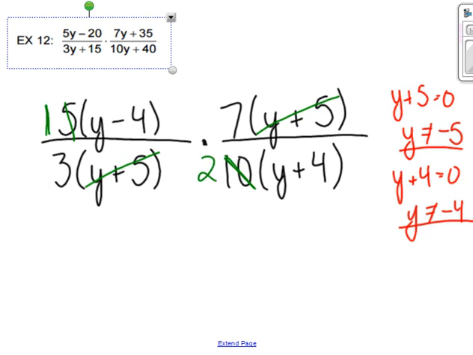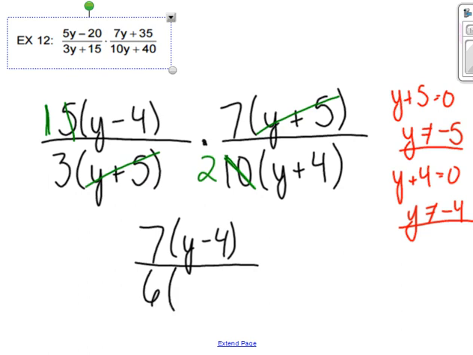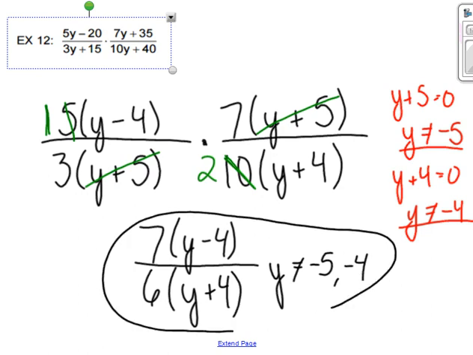So on the numerator, you're left with 7 times y minus 4 all over. Now you have a 3 and a 2, so that's 6. And then y plus 4. Where y cannot equal negative 5 and negative 4. Now this seems goofy to do the domain, like to rewrite it, but these get more complicated as we go, so that's why I want you to get in the habit of doing your domain right away.